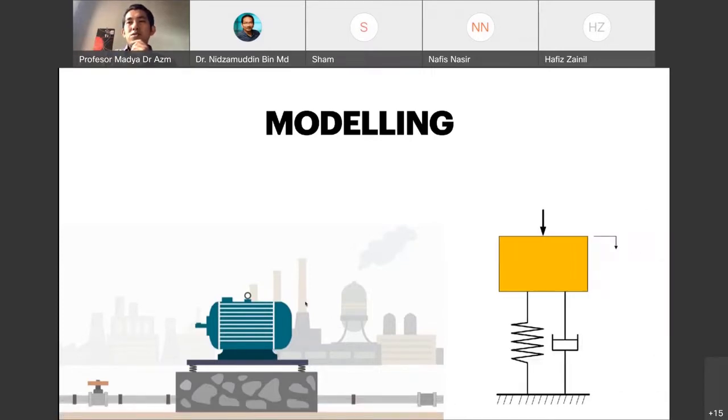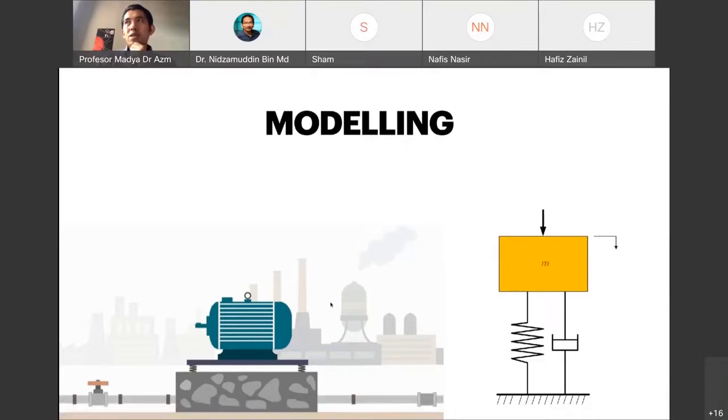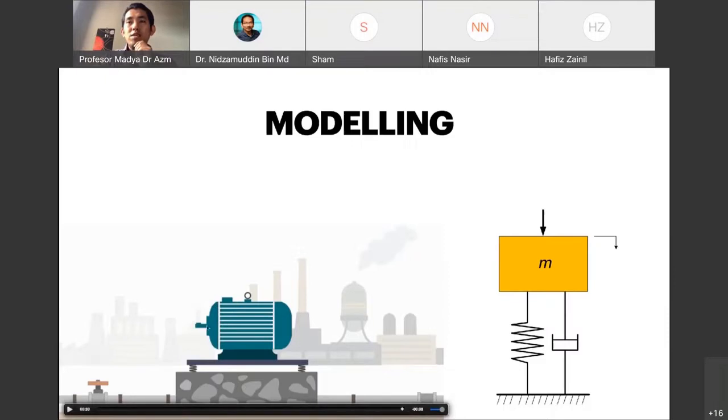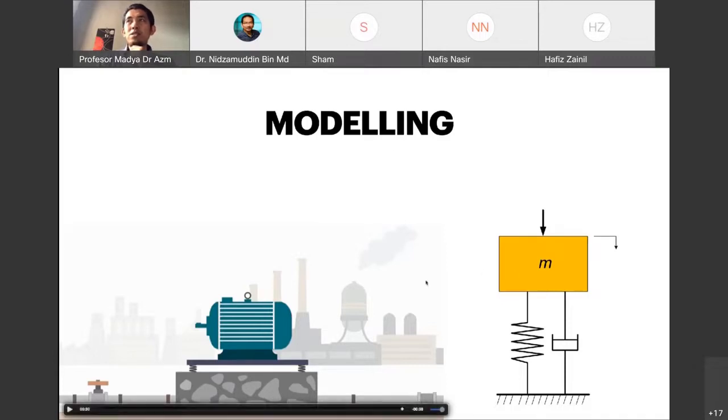Usually in vibrations we can model the system into three impedance components. The first one is the mass. We assume that the whole body of the machine is moving up and down, so this can be considered a rigid mass. We put the symbol here, a rectangle, representing the rigid mass of the machine.